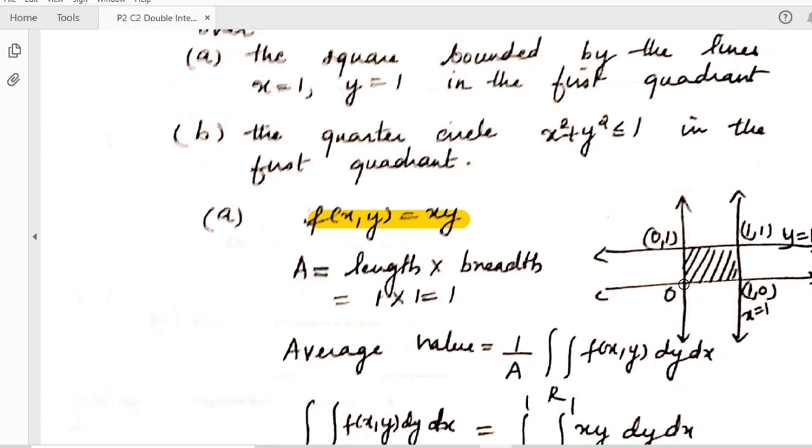So this point is our origin, so the point is 0, 0. Let us see this point. This is the point 1 on the x-axis, so the point is 1, 0.